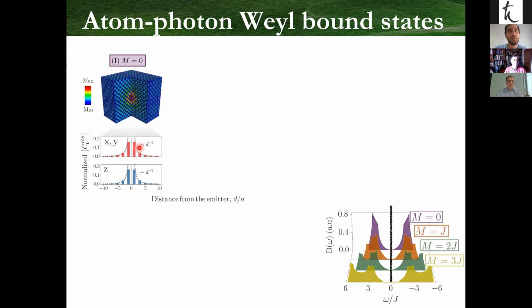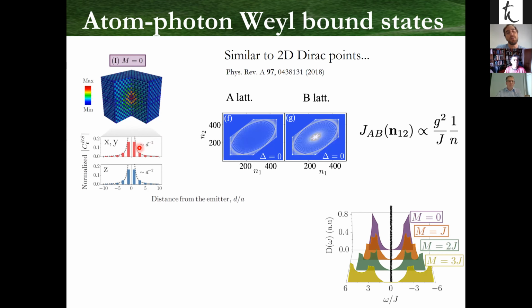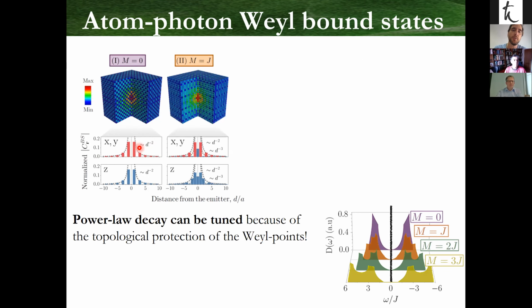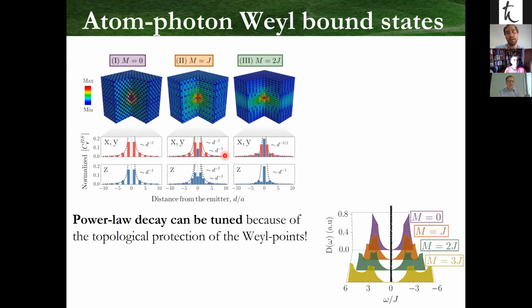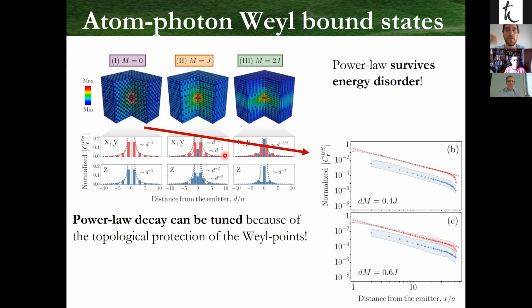And the nice thing is that, through this topological protection, something similar happens in two-dimensional Dirac points. But the difference here is that, through this tunability, through the fact that I can move the Weyl points without opening a bandgap, I can change the nature of this power law hopping without getting an exponential attenuation. So I can have some tunability of the power law. They also inherit certain robustness to disorder.